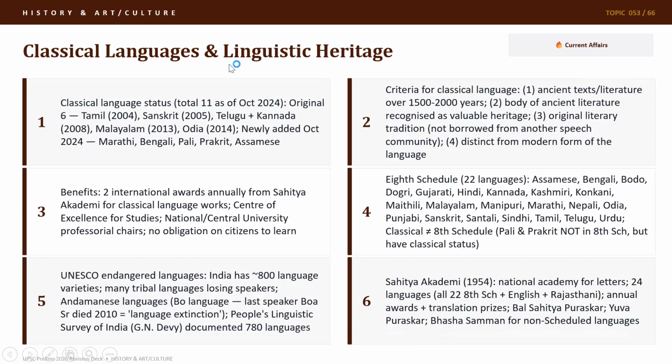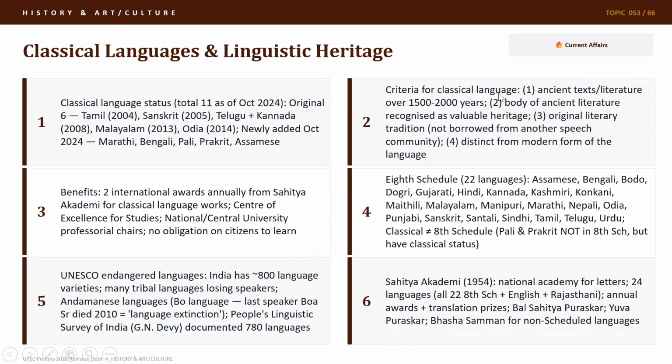Moving forward to classical language and linguistic heritage. So we have a classical language status of 12. As of October 2024, there are 11 languages classified as classical languages. Originally, there were only 6: Tamil, Sanskrit, Telugu, Kannada, Malayalam and Odia. Newly added in October 2024, we have Marathi, Bengali, Pali, Prakrit and Assamese.